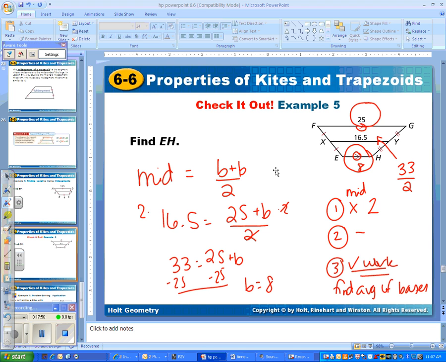All right, those are the three things that we talked about in this section. We've got the kite, we've got the isosceles trapezoid, and then we've got the mid-segment of a trapezoid. Nice job.